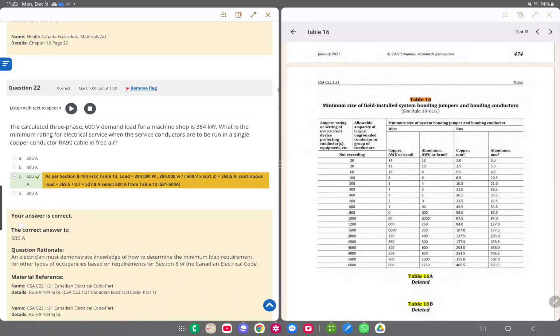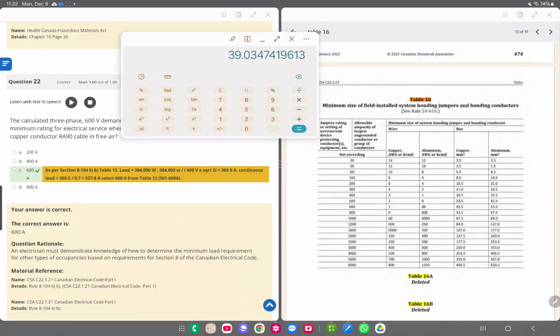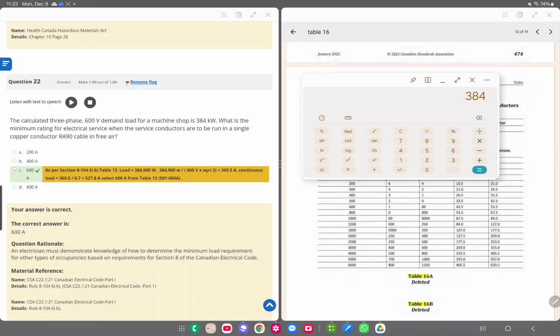The calculated three-phase 600-volt demand load for a machine shop is 384 kilowatts. What is the minimum rating for electrical service when the service conductors are to be run in single copper conductor RA90 cable in free air? So we have 384 kilowatts, right? So we got to put the kilo there. So we got our watts, we got our power. We're going to divide that by our voltage, 600. We're going to get 640 amps, right?